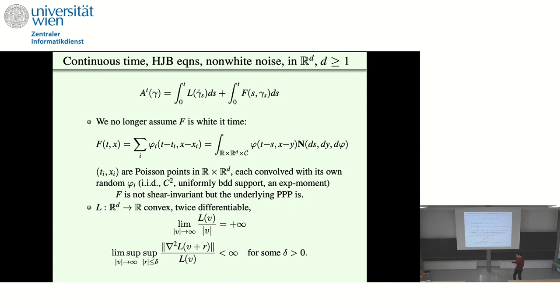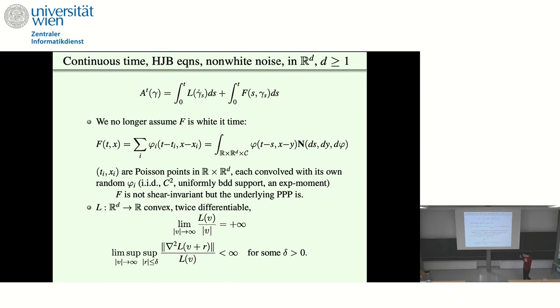Maybe you noticed that in the version of the argument that I already showed you, it was important that the noise, the random potential, was white in time. So it was IID from layer to layer, and that was in charge of the property that when I apply the shear, the resulting process still has the same distribution. So that seems to be an important ingredient. But here is the situation where it's no longer the case. So I will have a potential that is not shear invariant itself.